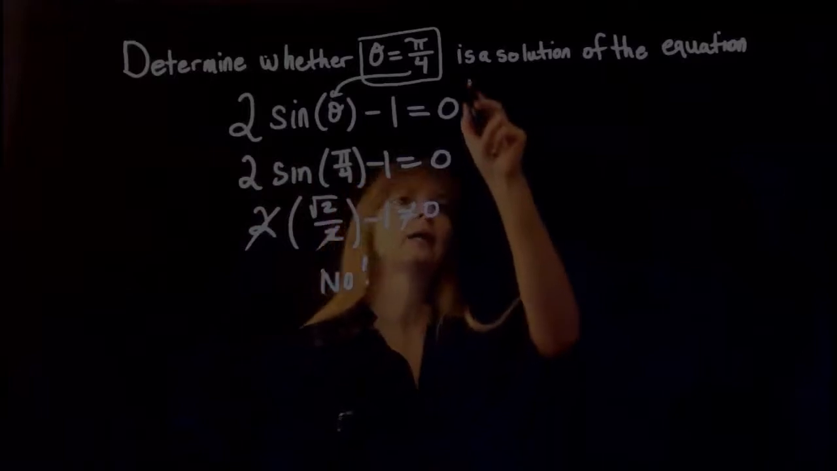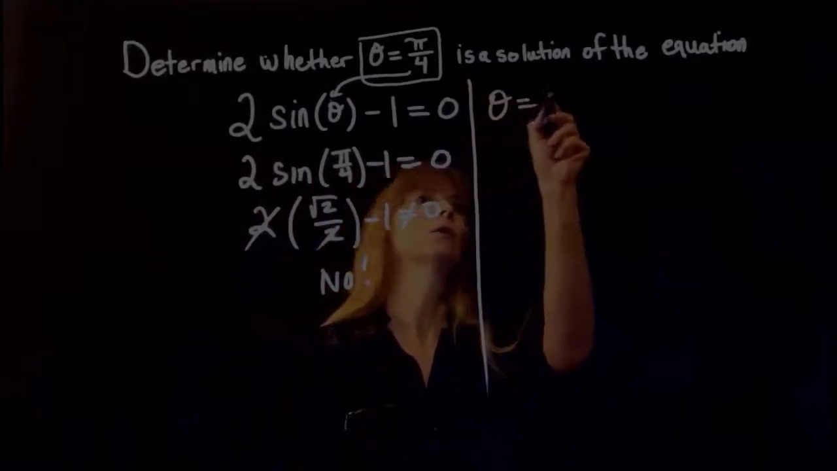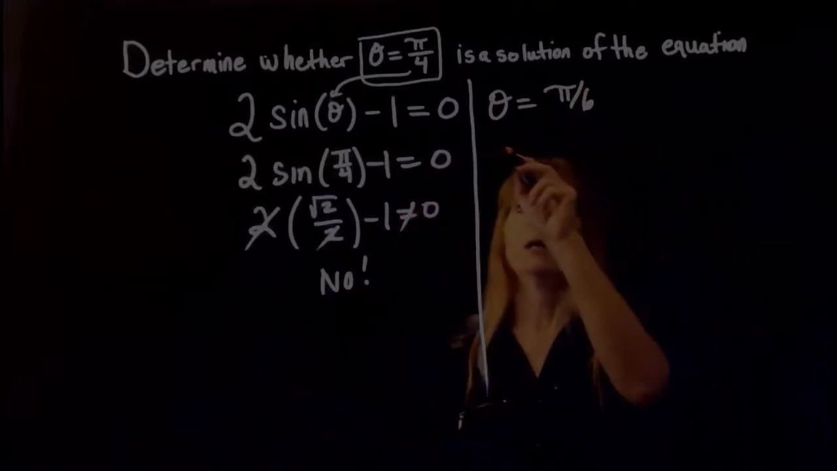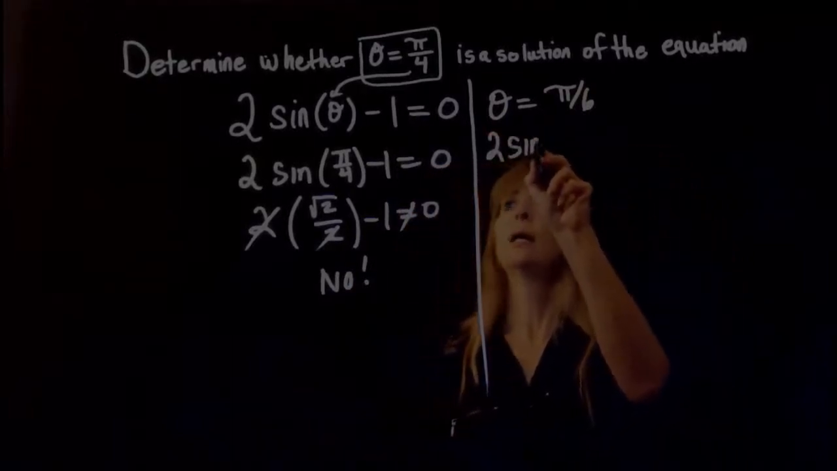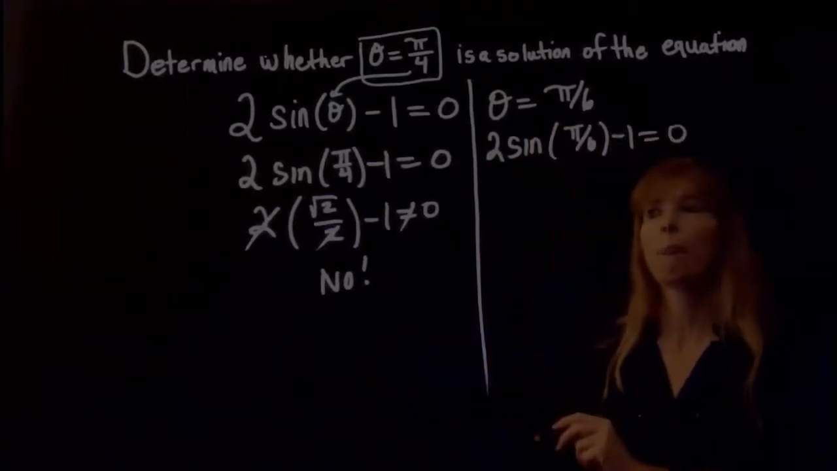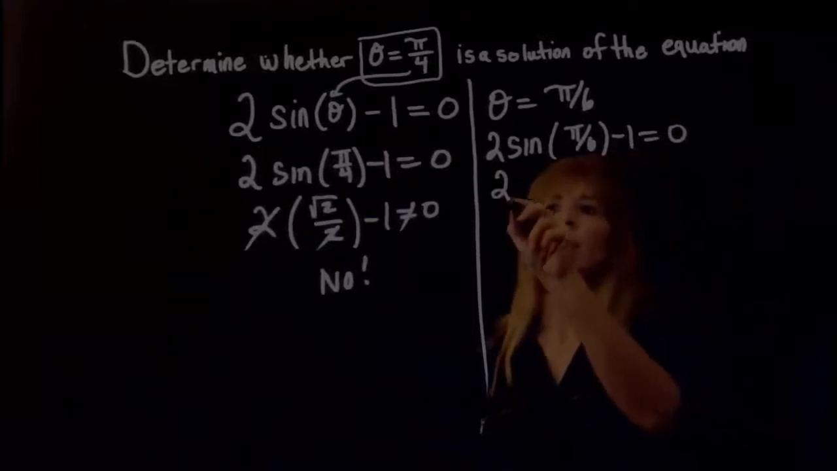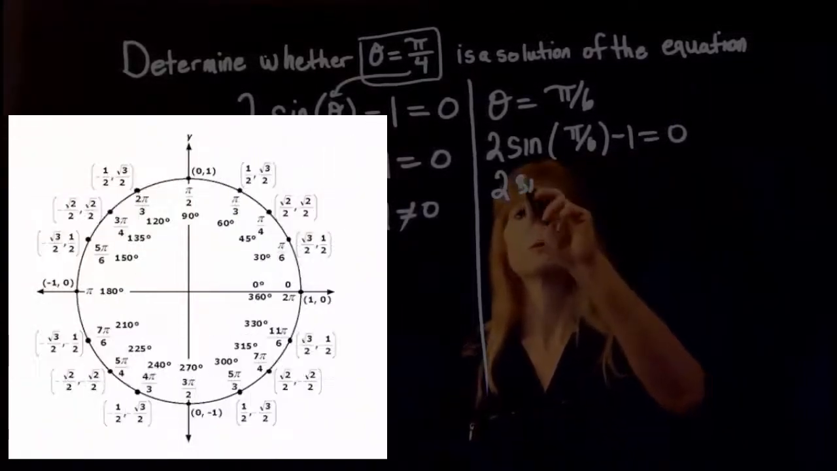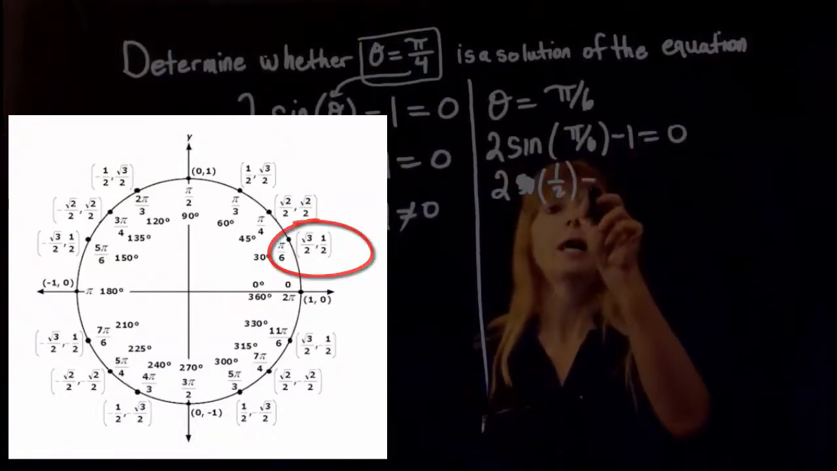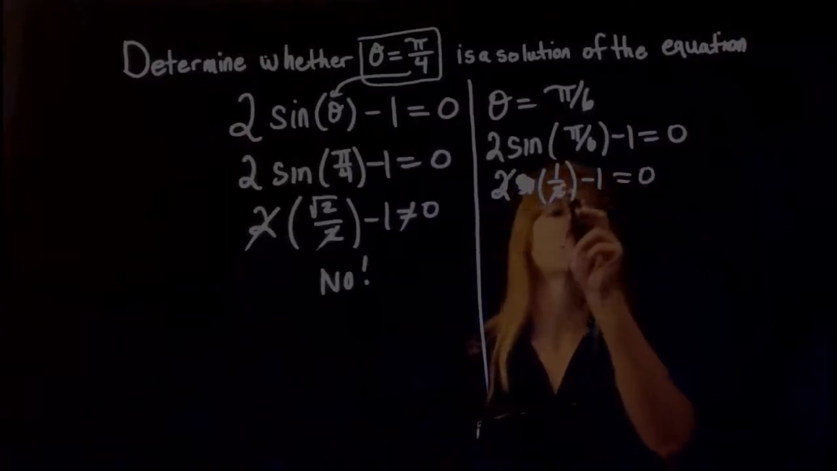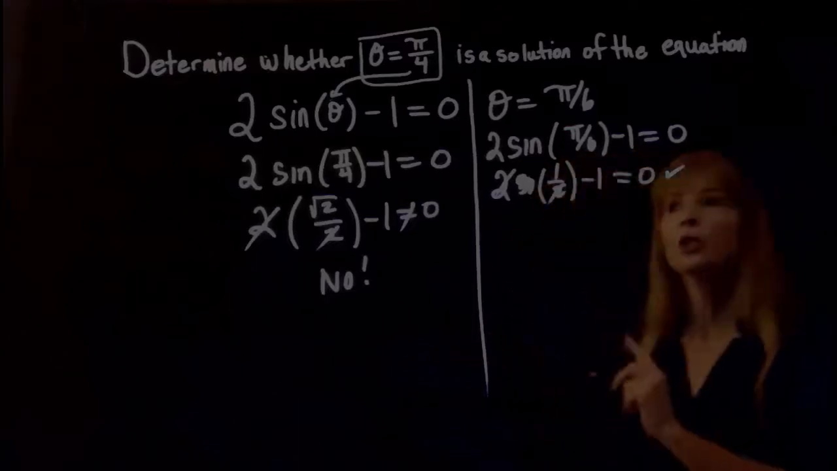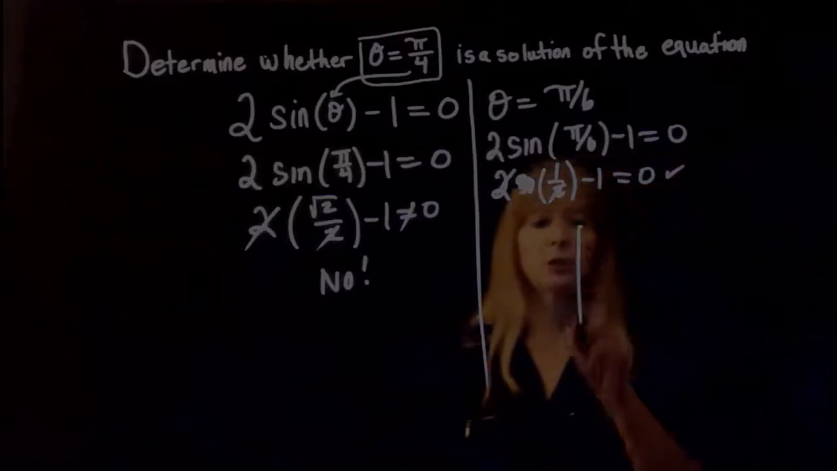So then the question might say, well, what about theta equals pi over 6? Does that one work? Well, let's see. So 2 sine of pi over 6 minus 1 equals 0. The sine of pi over 6, oops, messed up. Looking it up, 1/2. And I do believe that cancels to become 1, and that is a solution. So the only issue here, are there other solutions?